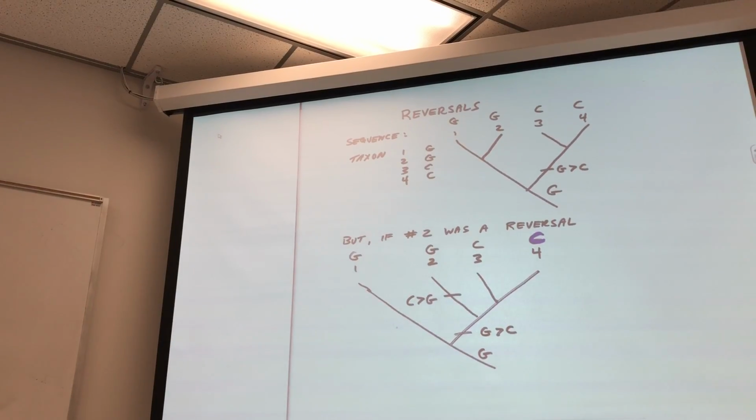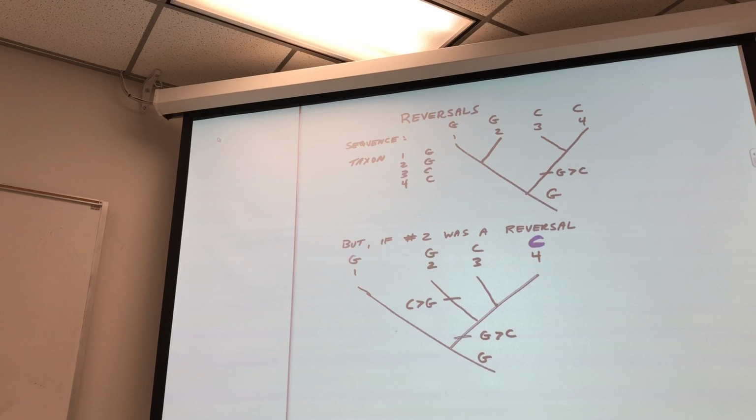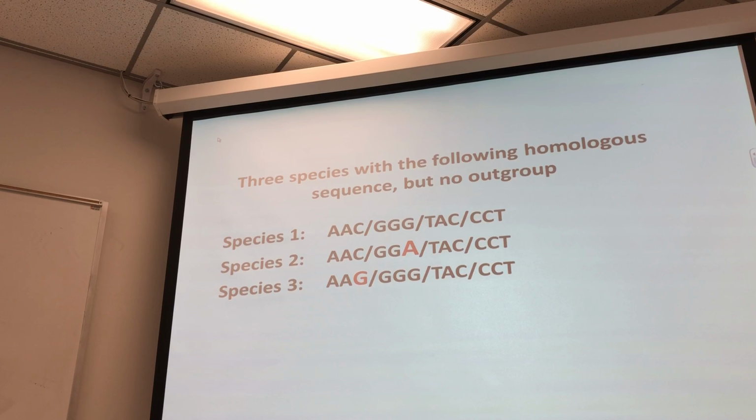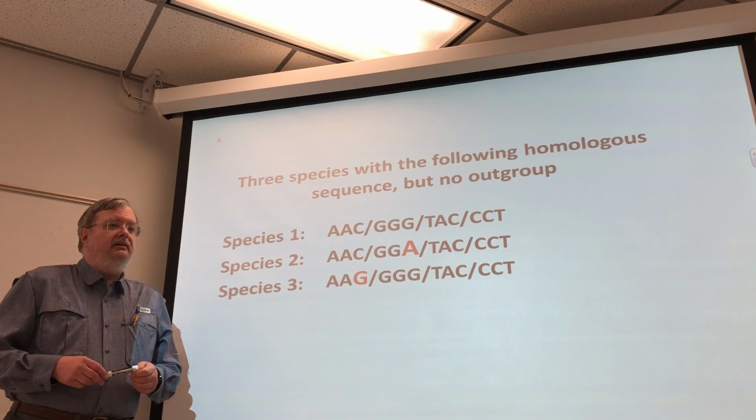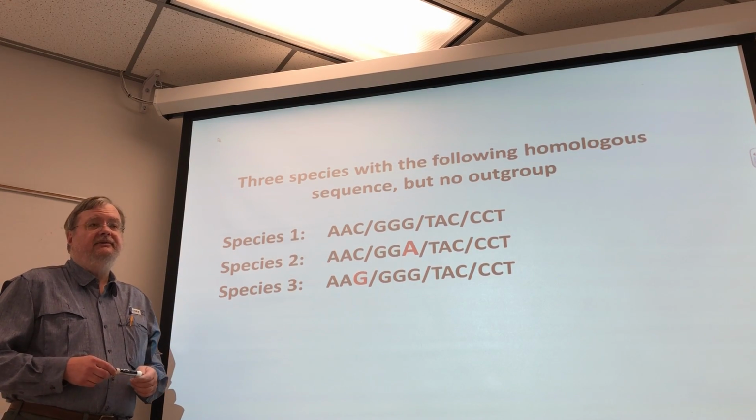You would use a very large data set to account for things like reversals, to make sure alignments are correct and things like that. So let's just consider this hypothetical group of 3 species. This is our in group. And can we reconstruct the phylogeny without an out group? And it turns out that we can't.